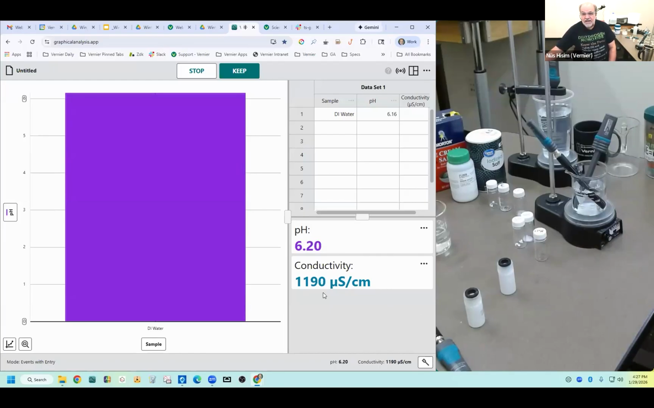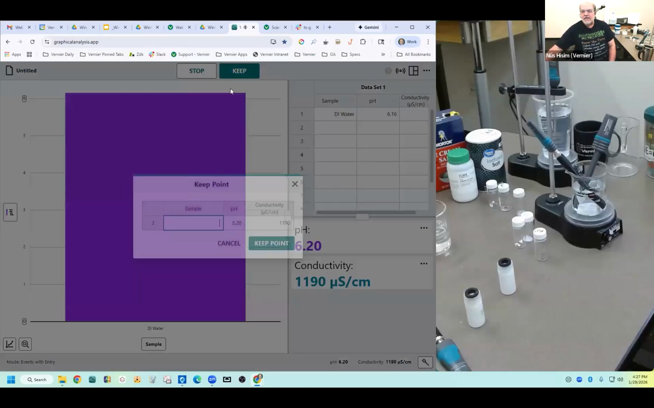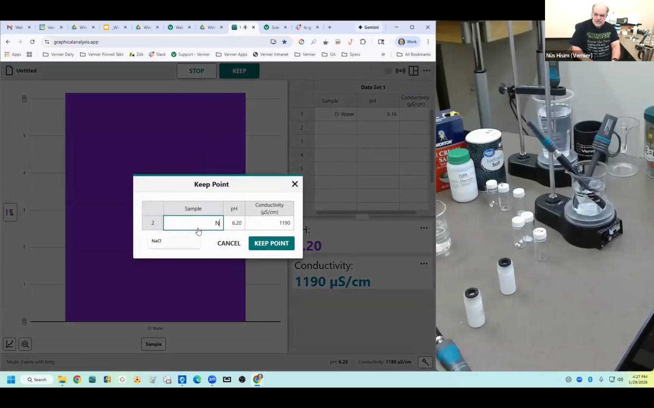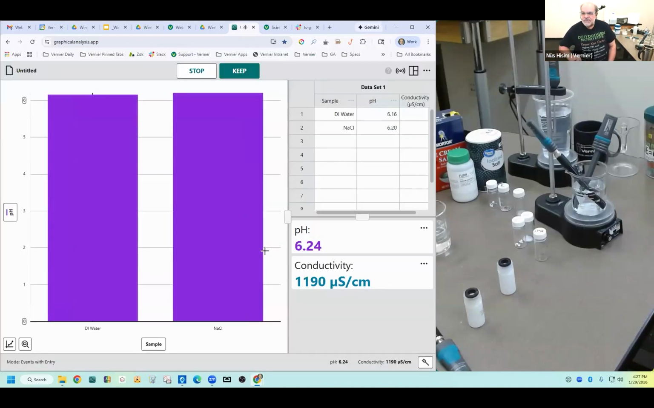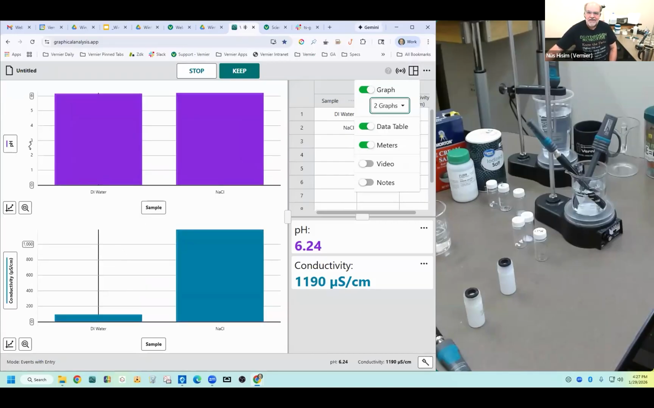But notice the conductivity has definitely changed a little bit. So let it stabilize, hit keep, and then put in what this is. And look at that. Okay, so I need two graphs. This is too boring. In Graphical Analysis, you can have two graphs. So I can have my pH, and notice the difference in conductivity.